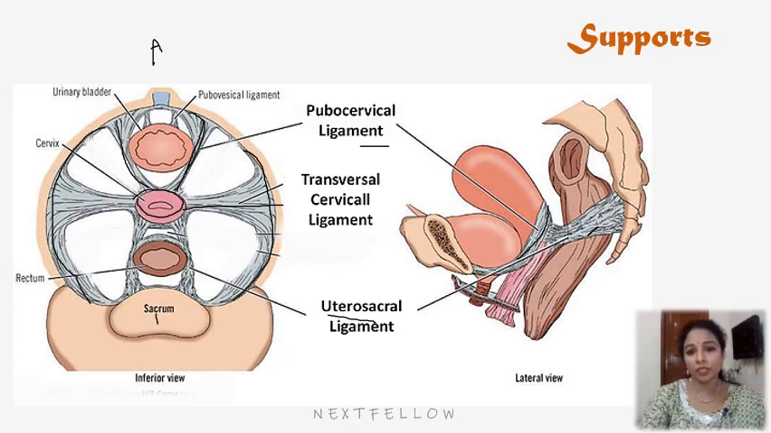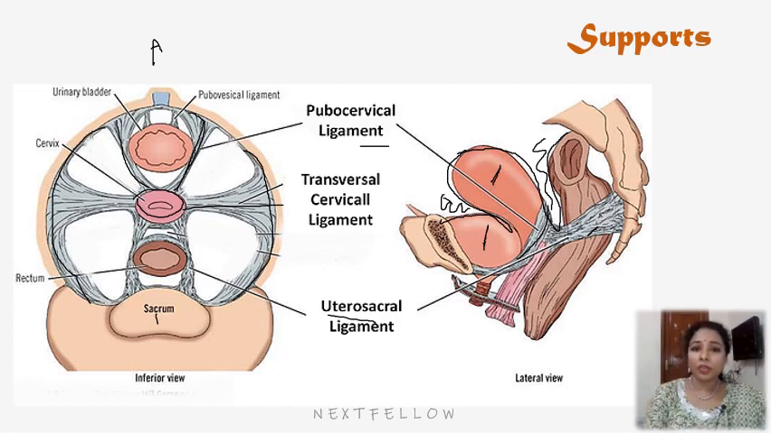Uterovesical fold: here is the urinary bladder and this is the uterus. The fold of the peritoneum between the uterus and the urinary bladder is called the uterovesical fold. Usually it contains coils of small intestine. Posteriorly, the same peritoneum reflects and forms a pouch over the rectum. This is called the recto-uterine pouch, which contains coils of the small intestine and sigmoid colon. They can also support the uterus, but they are poor supports.